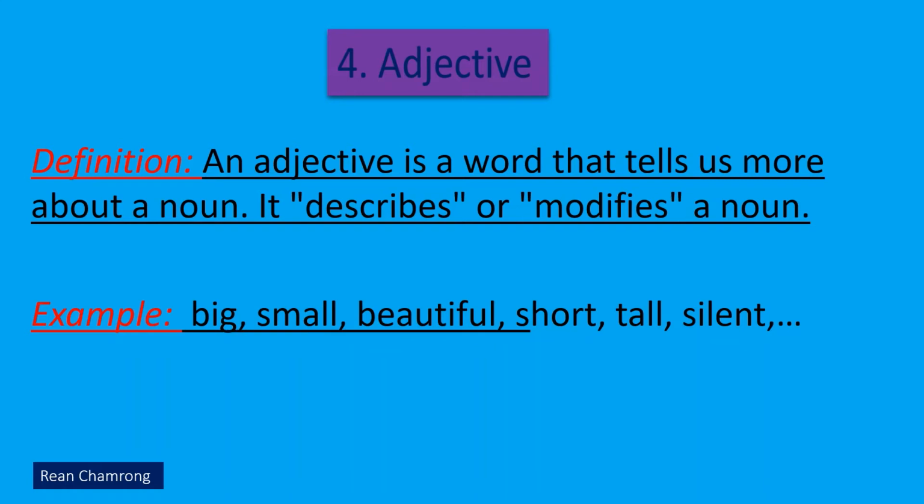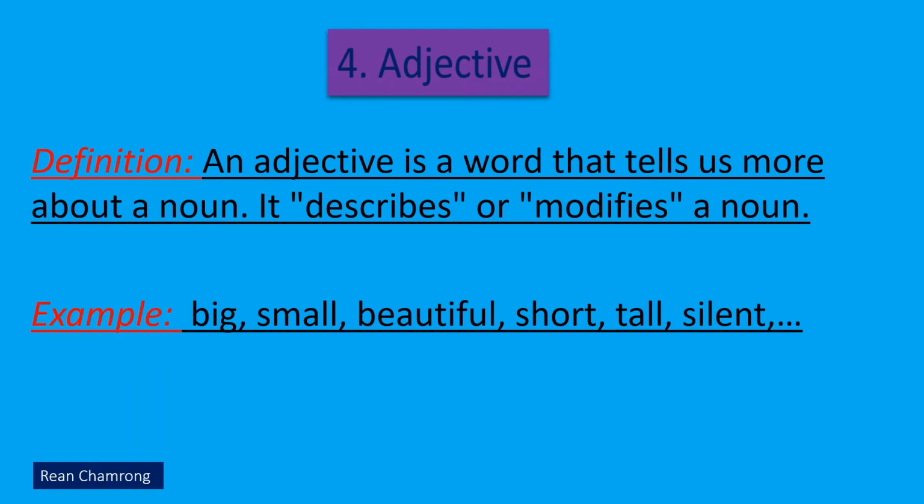Example: big, small, beautiful, short, tall, silent. Okay, so all of these words are called adjectives. We use them to describe or modify a noun. For example, you say a big car. So car is a noun and big is an adjective. The big modifies car. Okay. Small eyes. So eyes is a noun and small is an adjective to modify it.